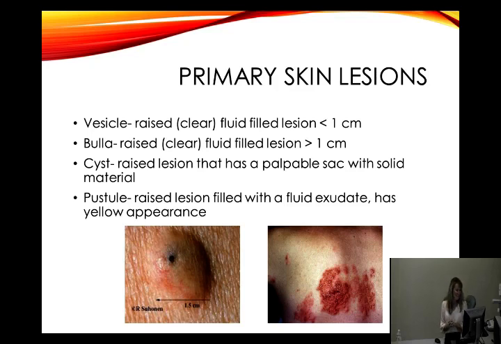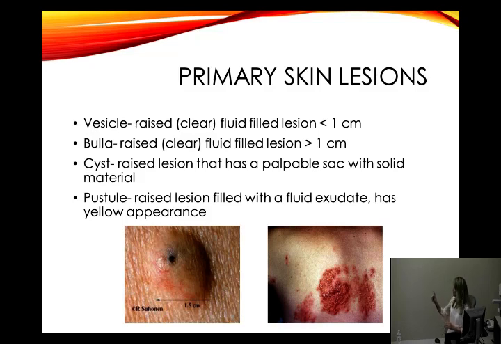Other primary skin lesions. So vesicle, which is a raised clear fluid-filled lesion, and that is less than 1 centimeter. A bullae is the same, but it is larger than 1 centimeter. A cyst is a raised lesion that has a palpable sac with solid material in there.